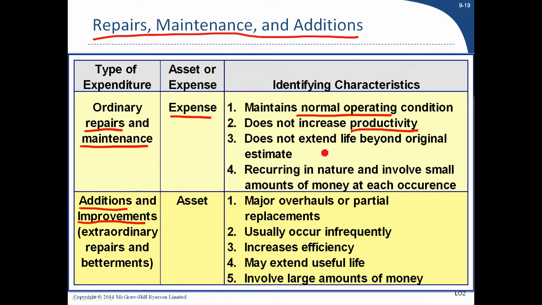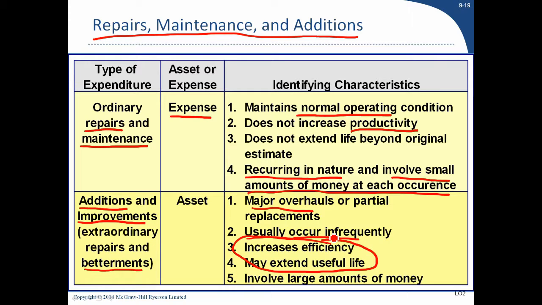It does not extend life. And these ordinary repairs and maintenance are usually recurring in nature and involve small amounts at each occurrence. Your oil change might be 50, 60 bucks. As a function of the total cost of the car of 10 grand, that's pretty small. Additions and improvements, or extraordinary repairs or betterments, are major overhauls, occur infrequently, increase efficiency, and extend useful life. So those are the two big tests.